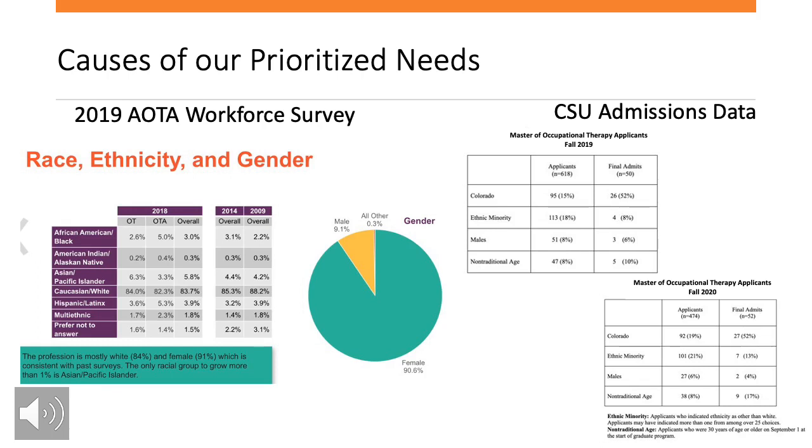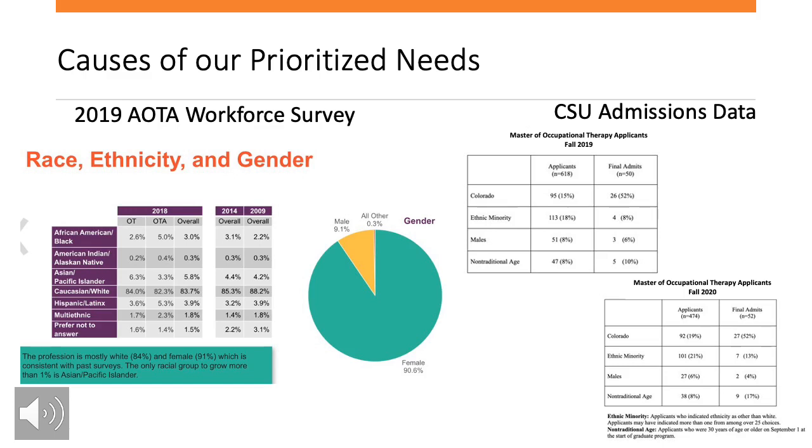There are multiple causes of our prioritized needs that arise from both within our CSU OT department and from the profession as a whole. On the left side of this slide, you can see race, ethnicity, and gender data from the 2019 AOTA Workforce Survey. In 2009, 88% of OTs identified as white. In 2018, you can see that 84% of OTs identified as white, which is a slight decrease from 2009.